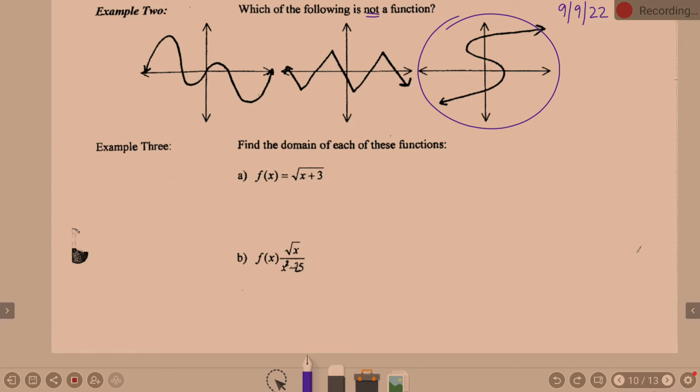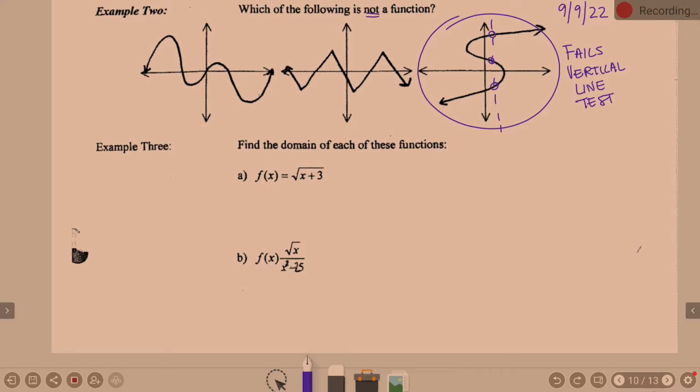Yeah, it would fail the vertical line test. If I draw a vertical line, for instance, right there, I just crossed through that function once, twice, 3 times. So right there, it fails the vertical line test, so it is not a function. Okay? So, basic ideas about functions. Now, let's go into example 3.